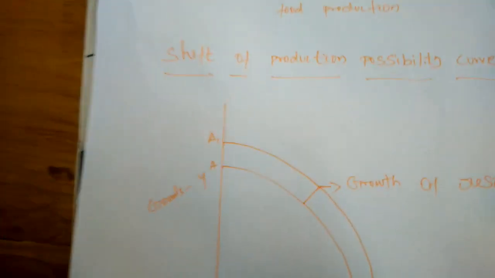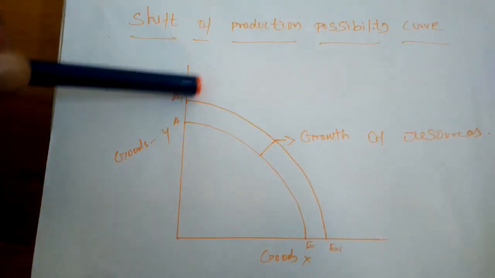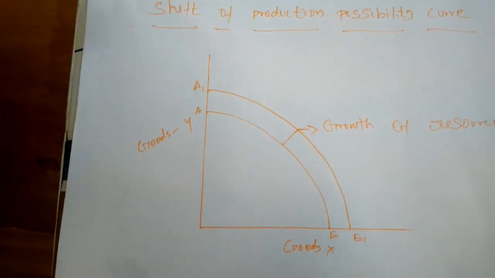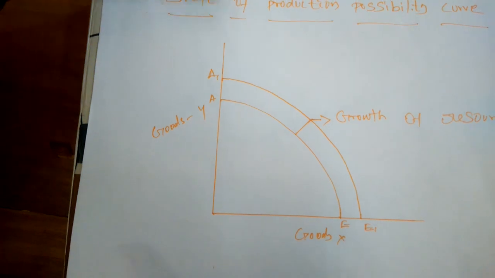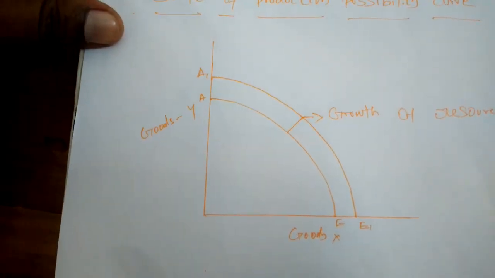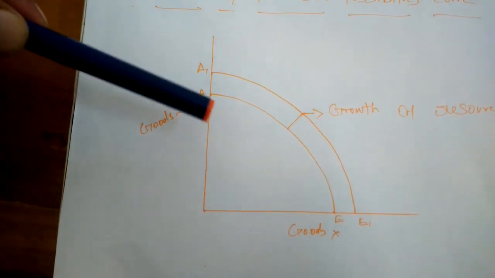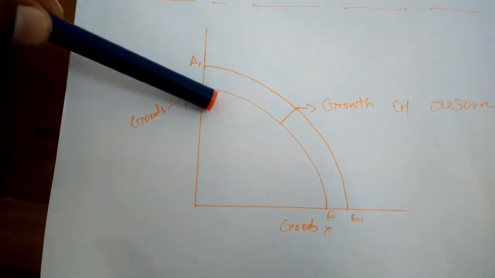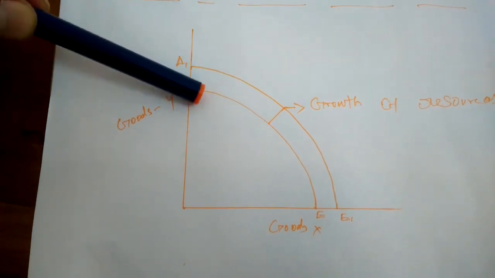Next, the shift of the production possibility curve. The production possibility curve can shift upward or downward on the basis of two factors. The first one is the change in the supply of productive resources. Suppose the nation has more natural resources to produce commodities than in the previous year; then the production possibility curve will move upward.